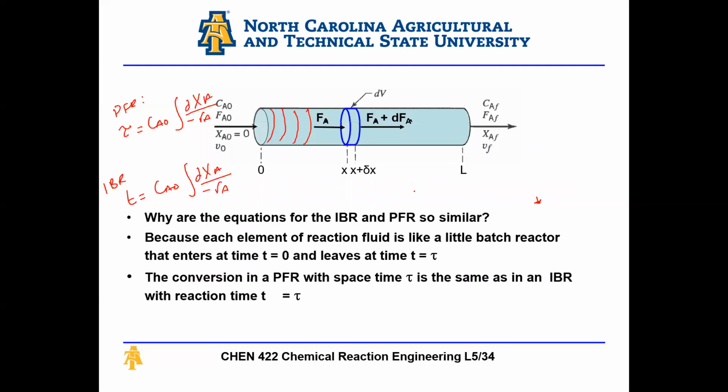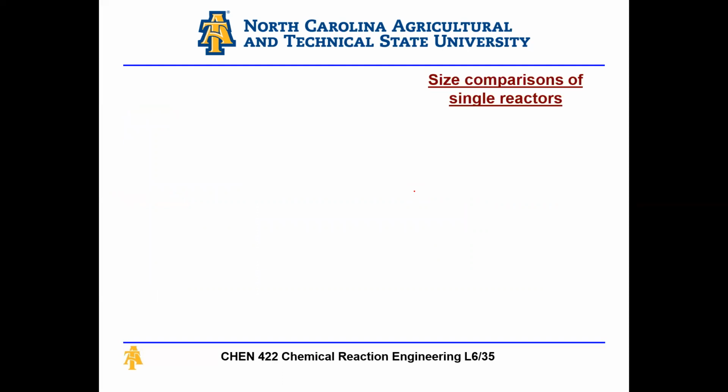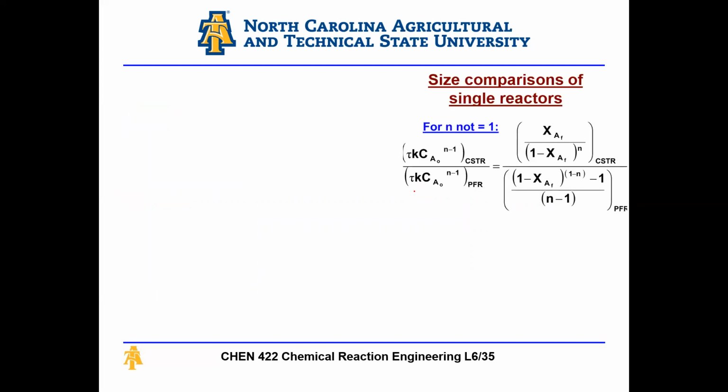So now let's move on to week number 4 when we were doing size comparisons for single reactors. And again, we said for n not equal to 1, if I rearrange the performance equation for a CSTR and the performance equation for a PFR to get this parameter, tau k CA naught, I'm going to get this expression. And just remember that the parameter tau k is a dimensionless parameter which can be used to compare volumes.